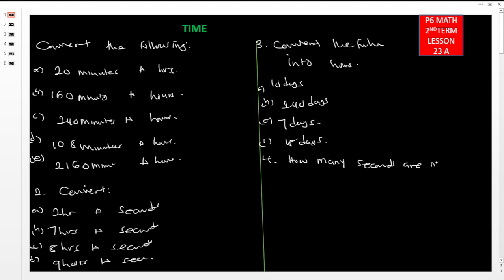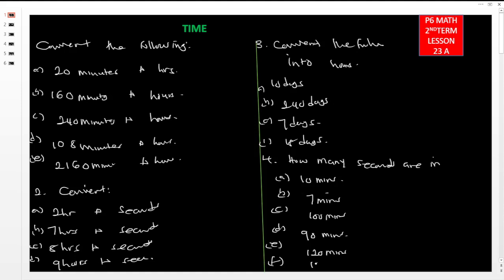Then number 4, how many seconds are in part A, 10 minutes. Part B, 7 minutes. Part C, 100 minutes. Part D, 90 minutes. Part E, 120 minutes. Part F, 145 minutes. So this has been our first part on this topic, time. We'll meet in the next lesson.